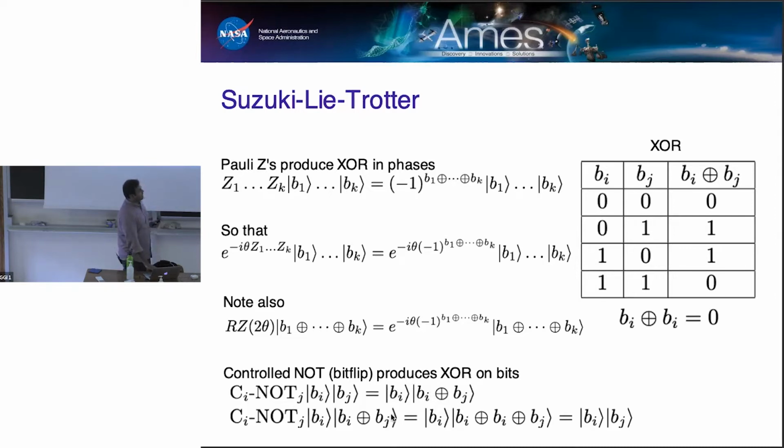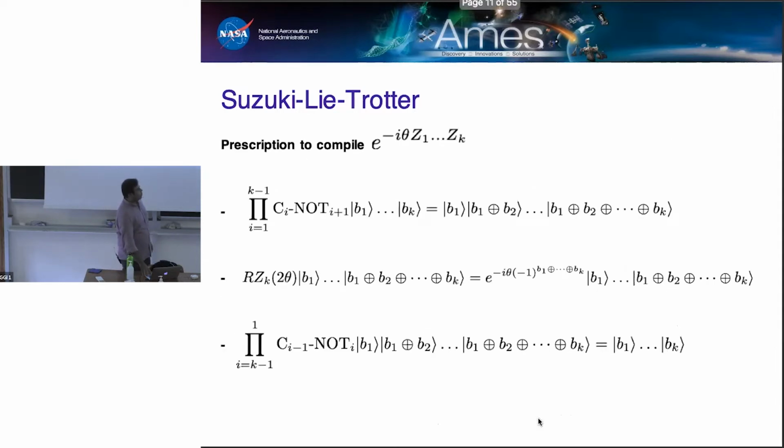Another way of looking at it is that the exclusive OR of any bit with itself is again 0. So if I apply C naught to these two qubits, I will get B_I XOR B_I XOR B_J, and since B_I XOR B_I is 0, I'll just get B_J again. Okay, so now this tells us exactly how we need to implement e to the -i theta Z_1 through Z_K. We will, first of all, produce a C naught ladder.